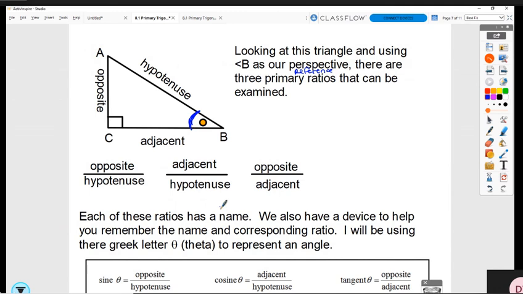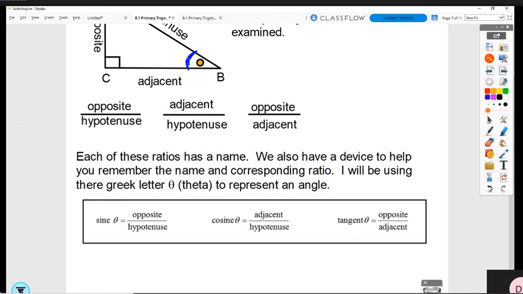Now, each of these ratios does have a specific name, just like the side lengths. And we also have to develop a way that we could kind of remember this. So, if you look at the bottom here, this first ratio, opposite over hypotenuse, is really equal to the sine of an angle. Sine. You ever see that button on your calculator? It says sin. Okay, sin is short for sine. So really we're going to call that button sine.